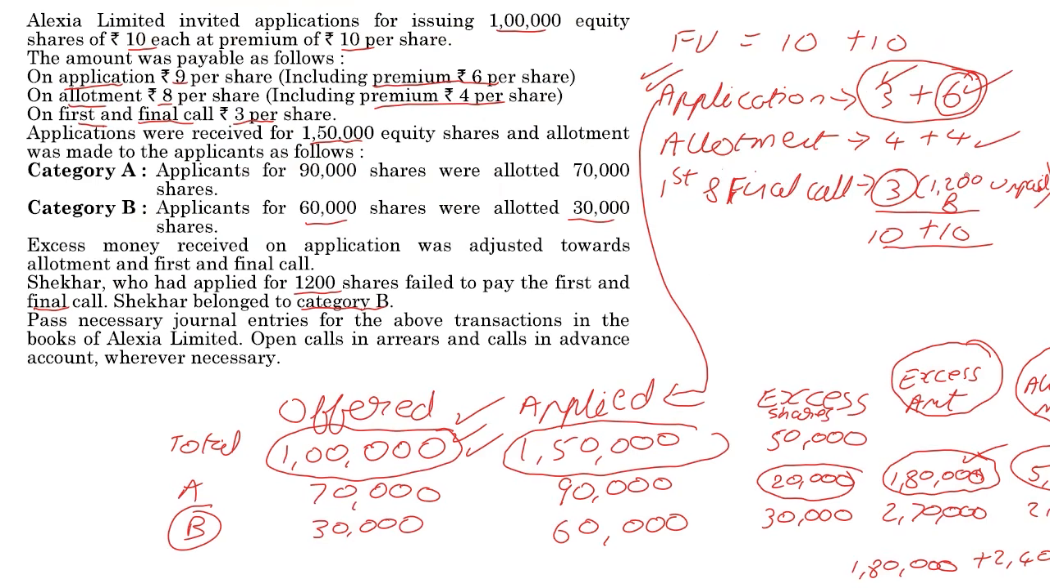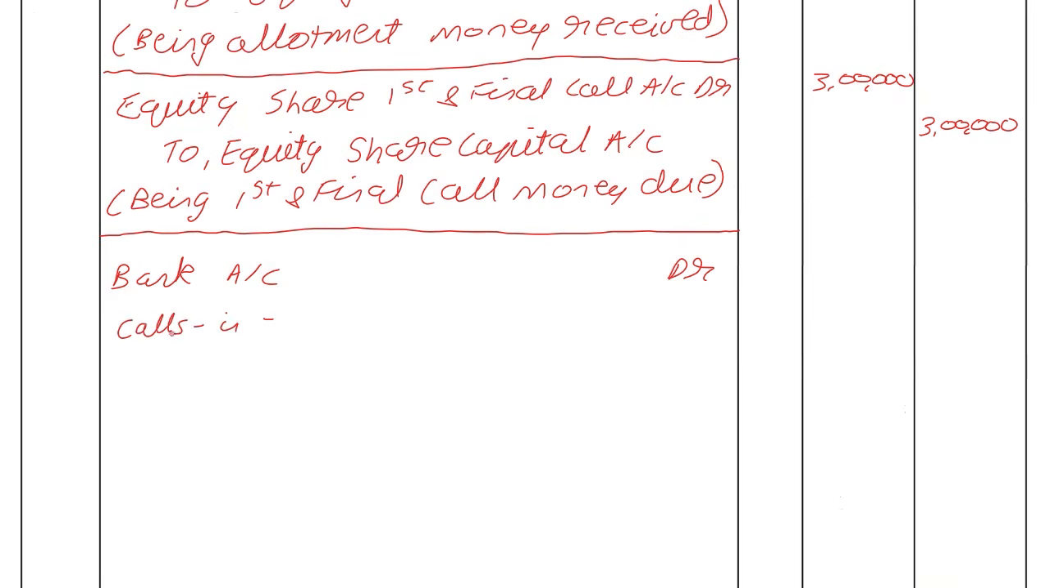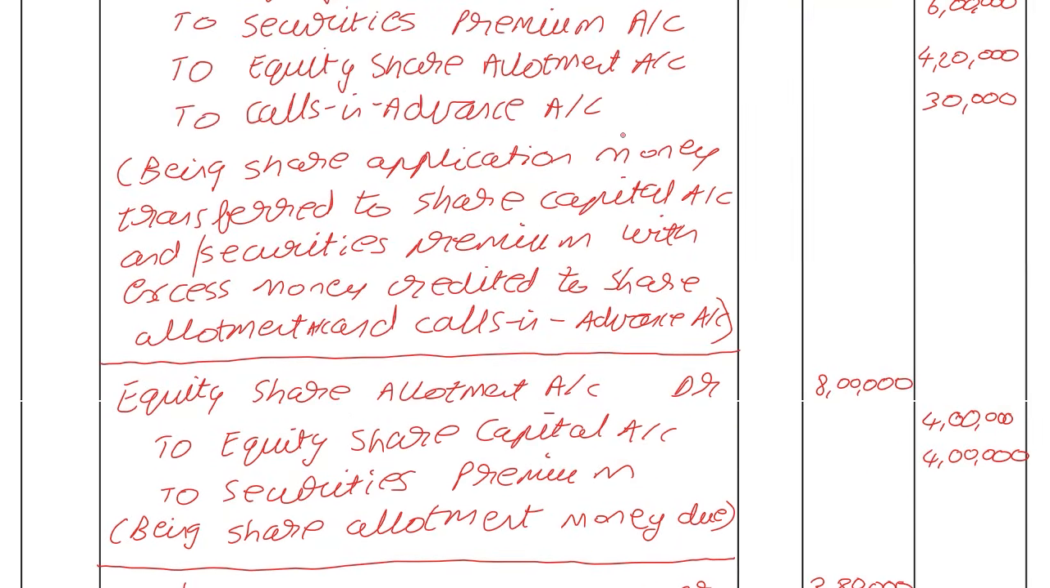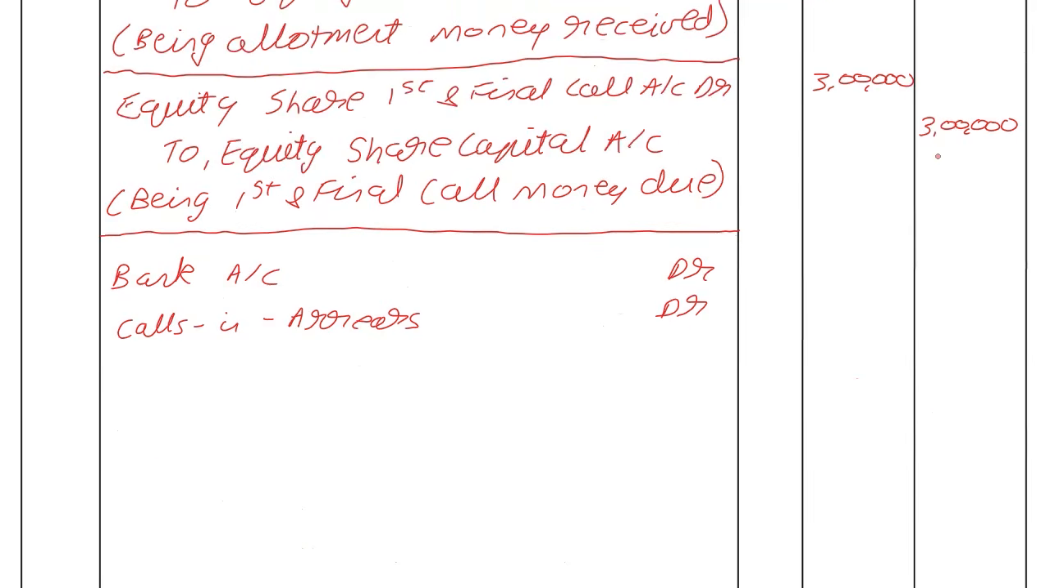We know in the sum that 1,200 from category B is not paid. Some money is not paid. How much money we'll see later. Some money is not going to get paid. Calls in arrears will be debited. Then we also know from before that some money was paid in advance. Calls in advance, and how much also we know? 30,000. We know full 30,000 is going up because there's no other entry after this.